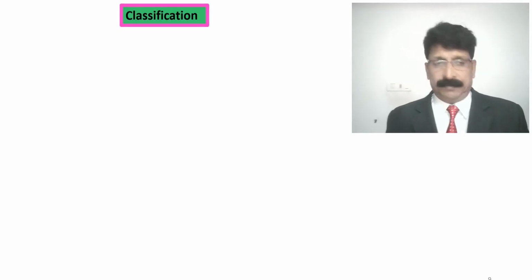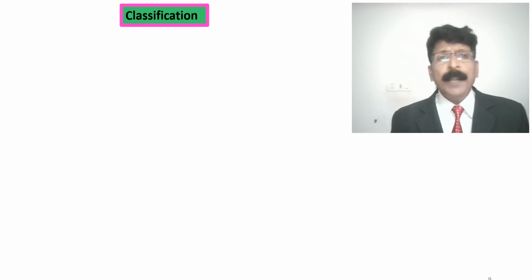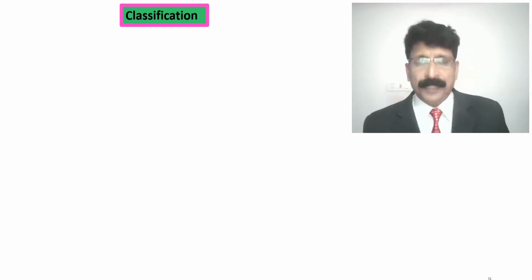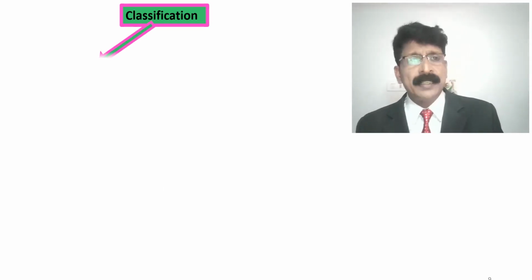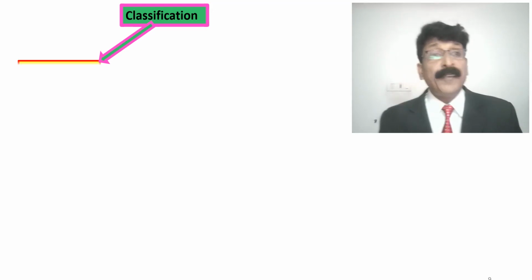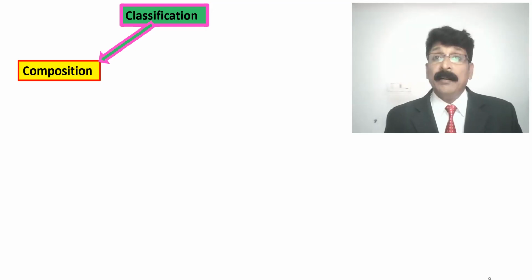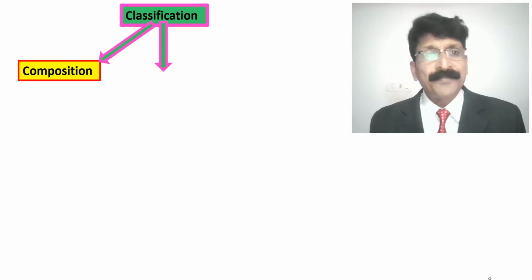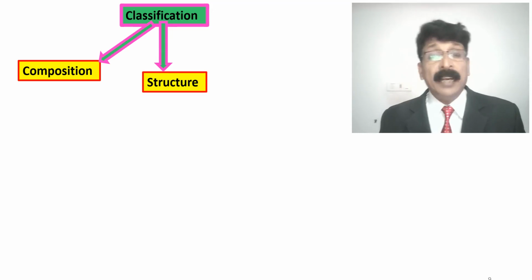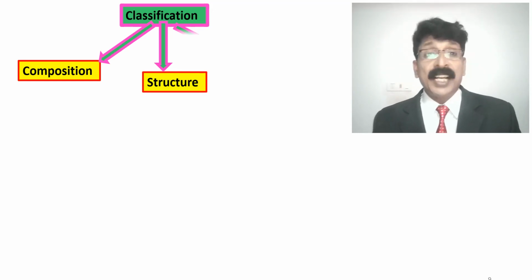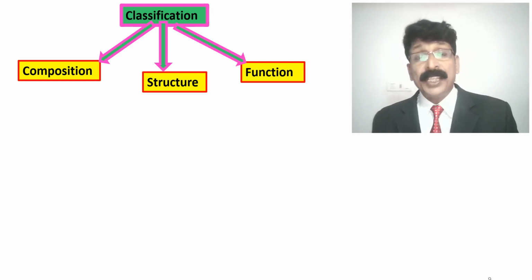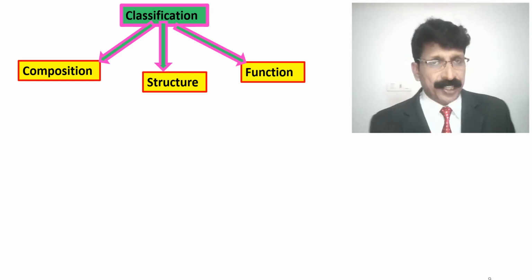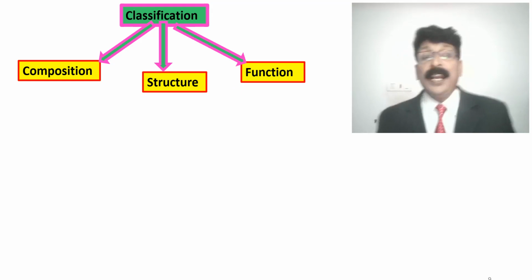Classification, a very important section we should know about. They are asking repeated questions. Write it like this: classification can be done by its composition. Classification can be done by its structure. Classification can be done by its function. So protein can be classified in three ways.